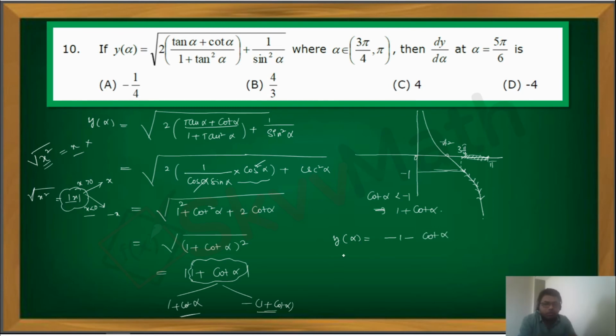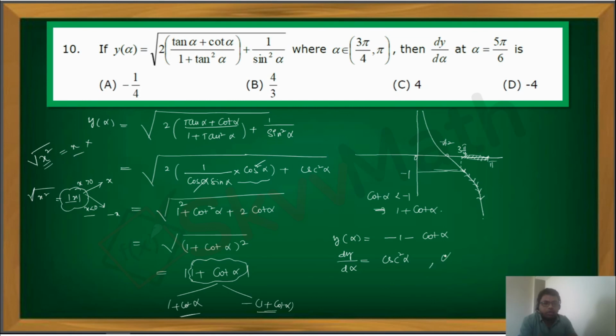Now we can do the derivative very simply with respect to alpha, because the function is given in terms of alpha, so dy by d alpha. In general we have a function in terms of x, we write dy by dx, but the function is defined in terms of alpha, so we write dy by d alpha. Minus 1 derivative is 0, and cot alpha derivative is minus cosecant square alpha, so minus of minus gives plus cosecant square alpha.